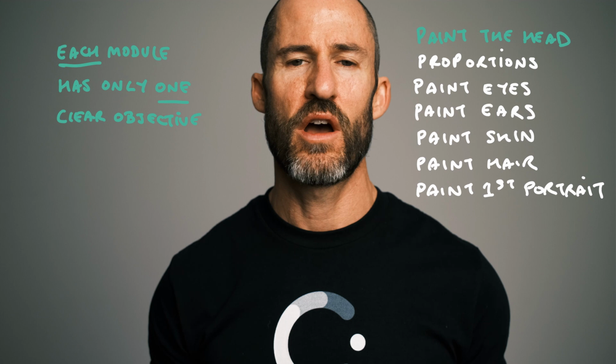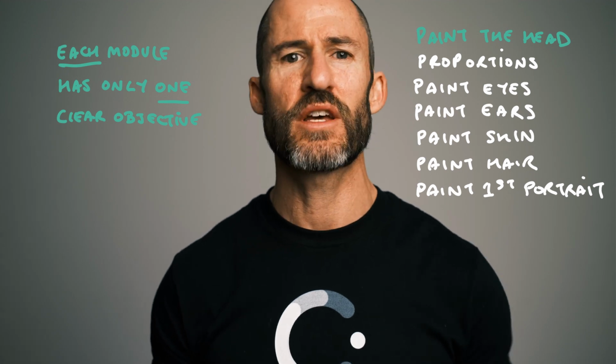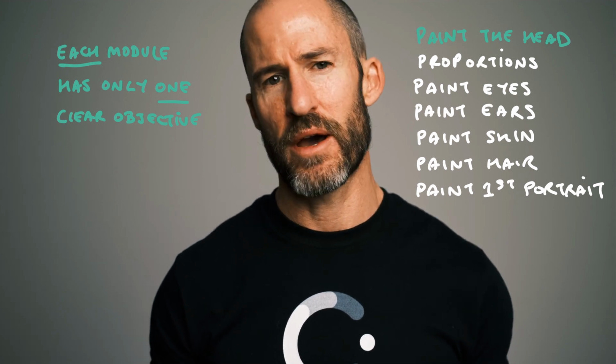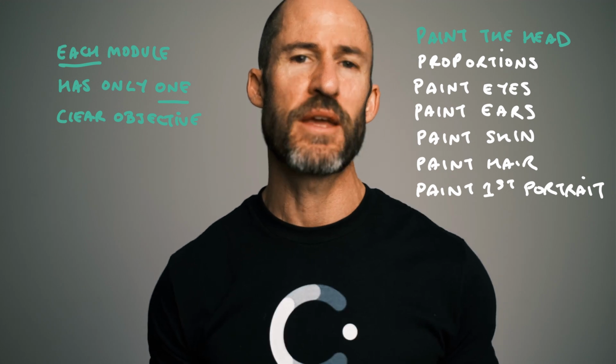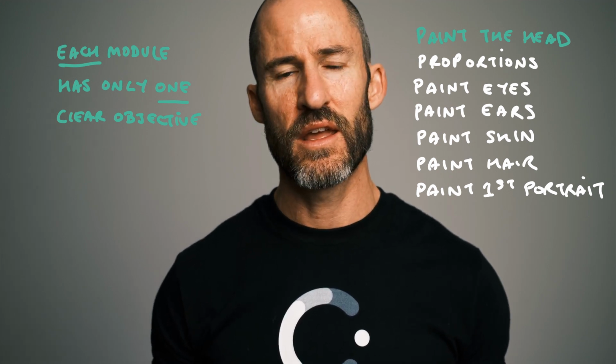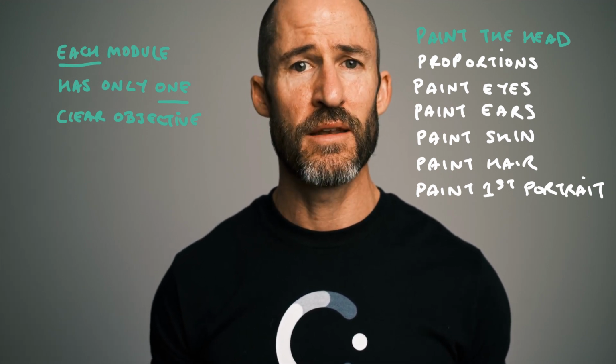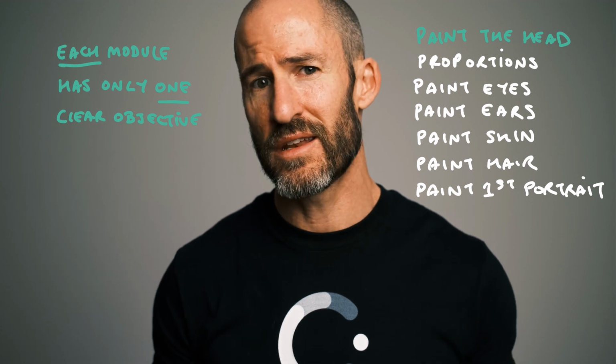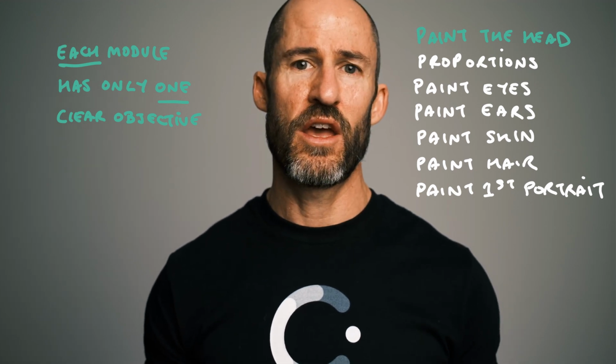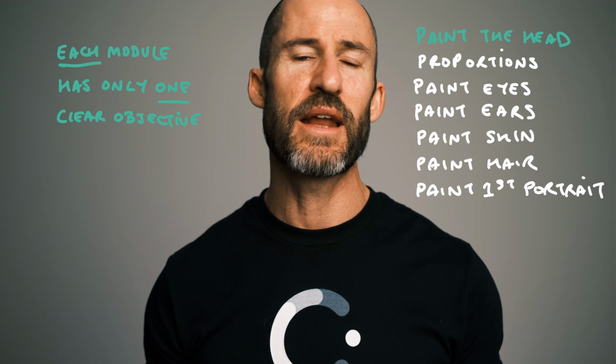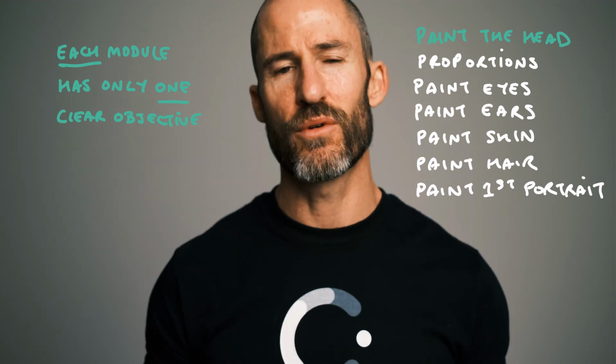Let's look at the section where I want my students to be able to paint the head and work out the modules. I'm thinking to paint the head, it would be good to understand the structure of the head and then the parts. So the modules might be understanding the proportions of the head, then painting the eyes, then painting the ears, painting the skin, and then painting the hair. And a final module in the section called Painting Your First Portrait, where they get to put it all together.